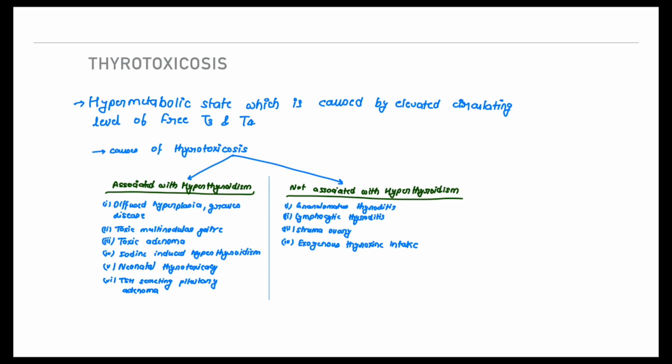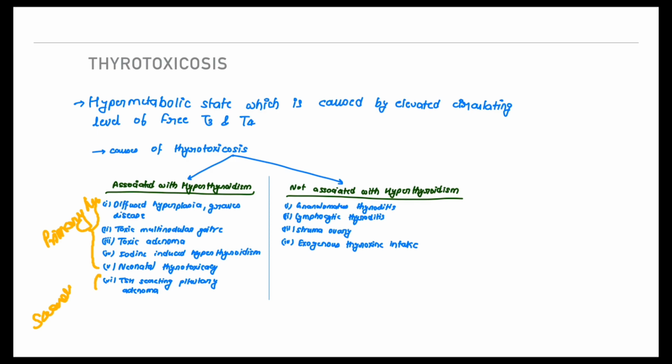So what are the causes of thyrotoxicosis? It may be associated with hyperthyroidism or it may not be associated with hyperthyroidism. If it is associated with hyperthyroidism, it may be of two types, as we studied, primary hyperthyroidism and secondary hyperthyroidism. So the first five points will come under primary hyperthyroidism and the sixth one will fall in secondary hyperthyroidism. Diffuse hyperplasia, that is Graves' disease, toxic multinodular goiter, toxic adenoma and iodine induced hyperthyroidism, these will all fall under primary hyperthyroidism. Why? Because the cause is inside the thyroid gland itself.